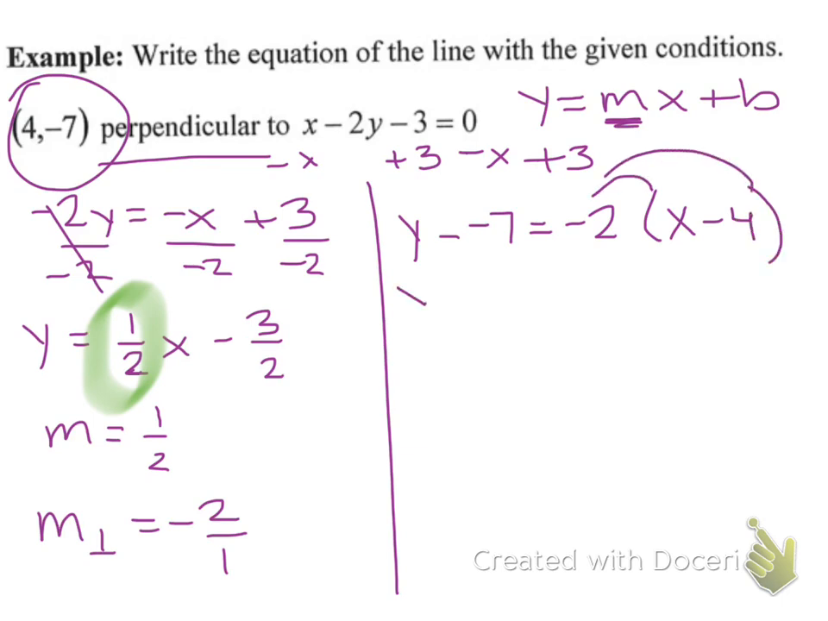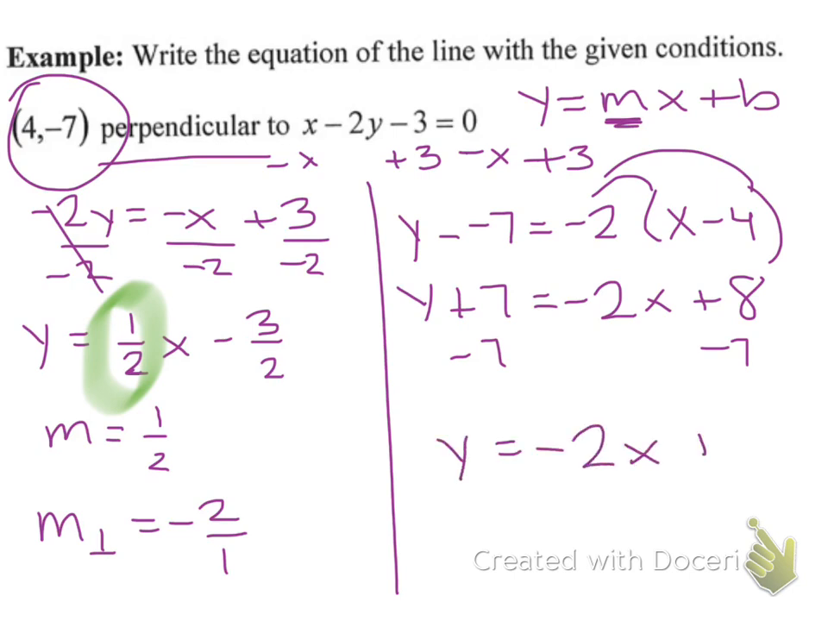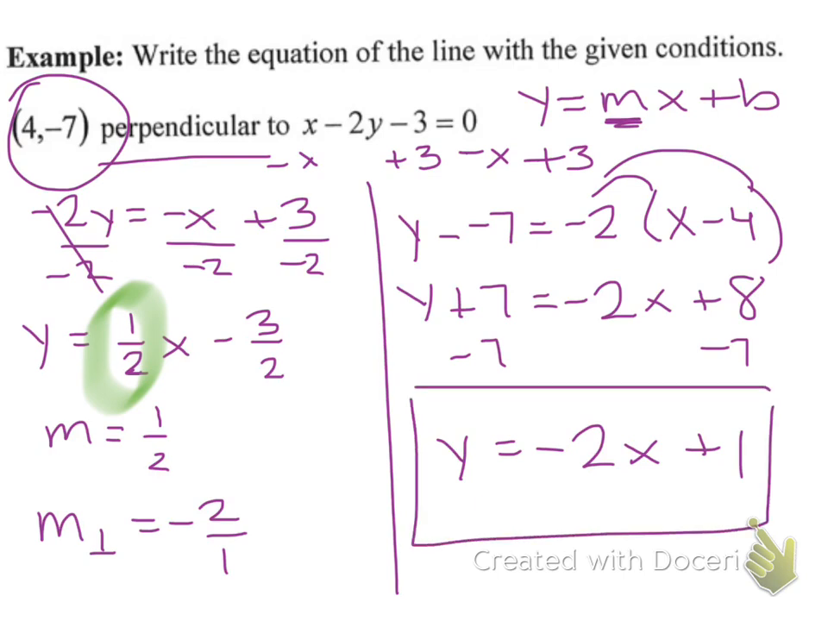We're going to distribute. I'm going to fix this left side. I'll have negative 2x plus 8. We'll subtract 7 from both sides. And the perpendicular equation will be negative 2x plus 1. Okay, so again, I hope today was a relatively easy lesson for you.